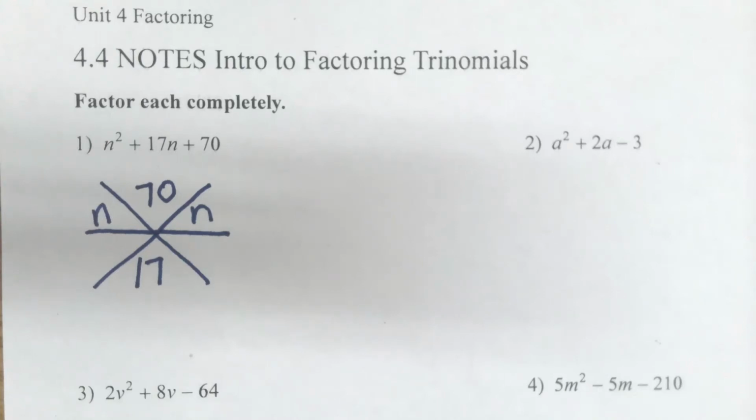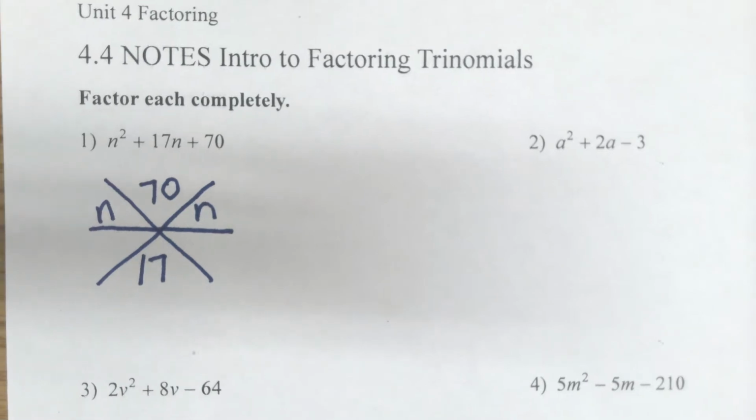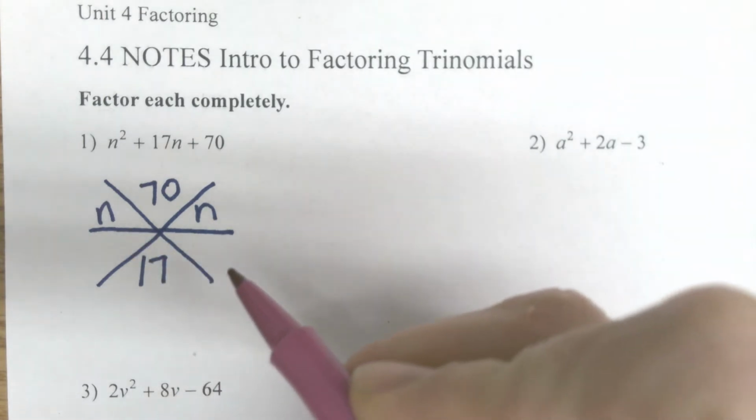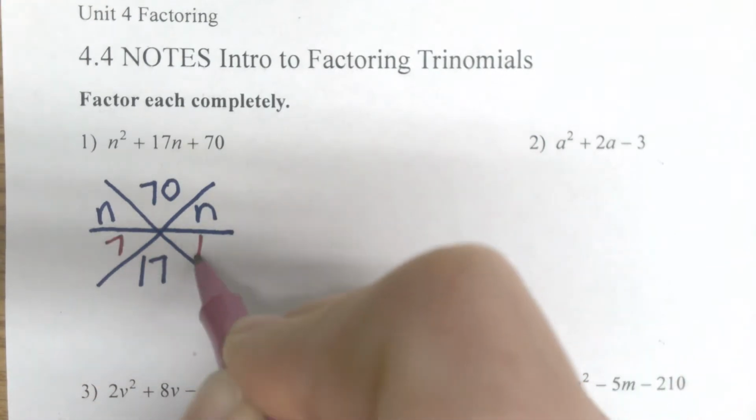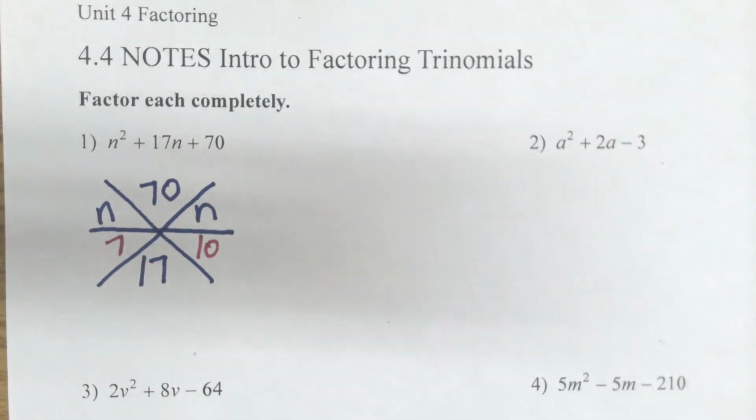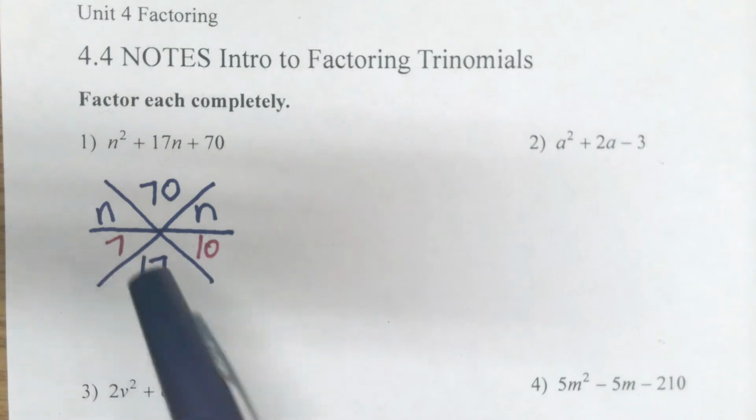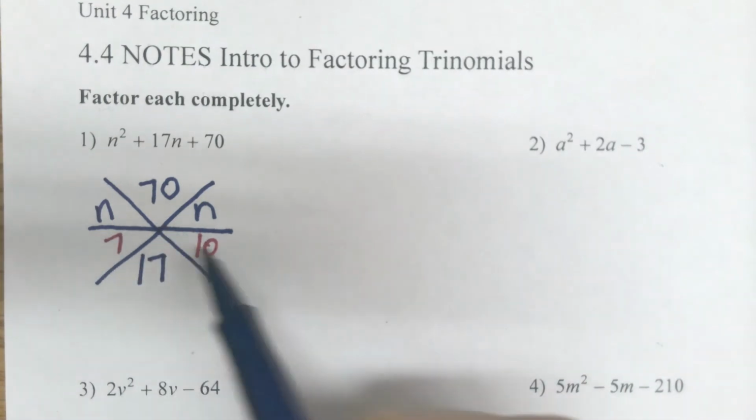Again, when I set this up, I need two numbers that when I multiply them, I get 70. When I add them, I get 17. And I'm guessing that a lot of you are figuring that one out, yes? Anybody think they have it? Yeah, 7 and 10. So those two numbers are what we're looking for, but that's not my final answer.